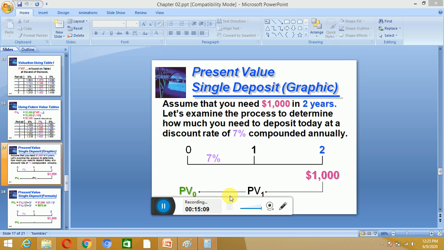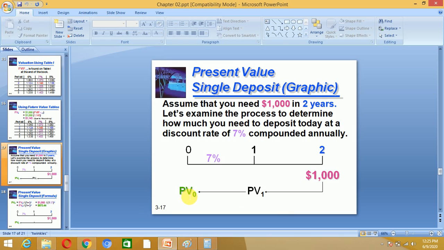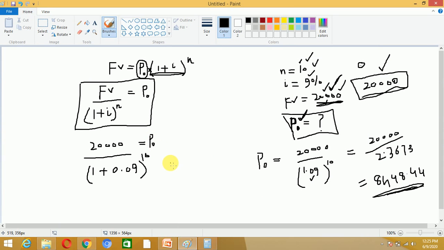So see the diagram. What is he saying? After 2 years, you need $1,000. Check this. What is the interest rate? 7%. So he's telling you how much money will you deposit today, means the present value, P naught or PV naught, it's up to you what you want to write. So how much money will you deposit today that this money will become 1,000 after 2 years at an interest rate of 7%? So okay, we will check it.